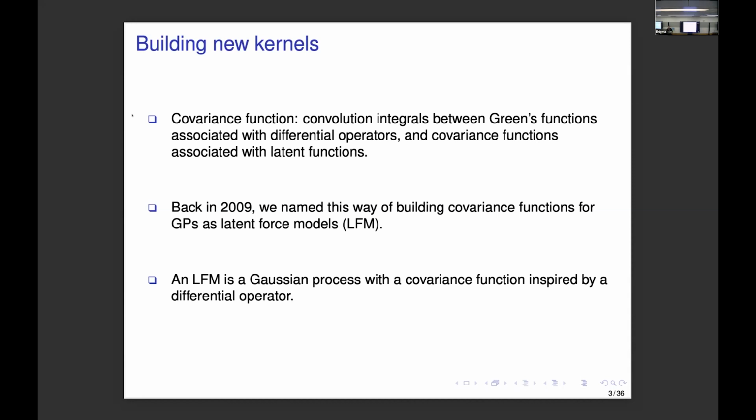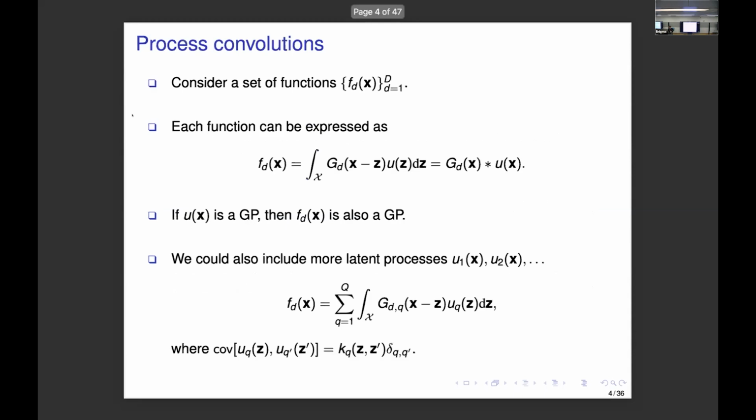So back in 2009, we called that approach a latent force model. And basically, we can see a latent force model as a Gaussian process with a covariance function that is inspired by a differential operator. The original formulation was done for what we call a multi-output GP. So rather than just modeling one stochastic process, you want to model, say, capital D processes. Each of those processes has this operation, which you can model as this integral here.